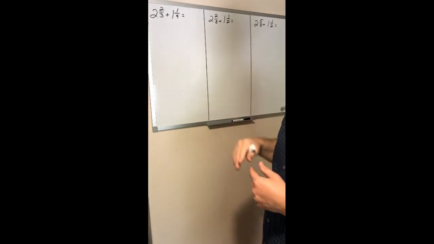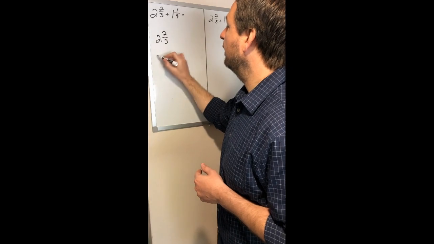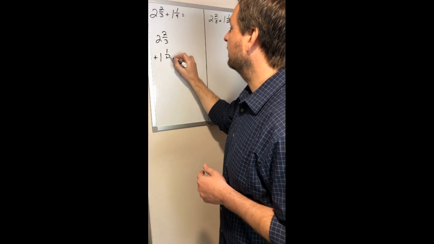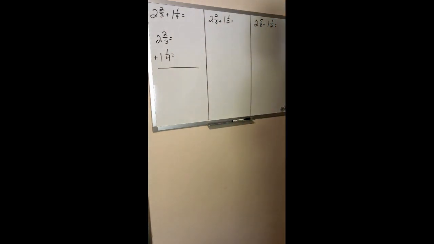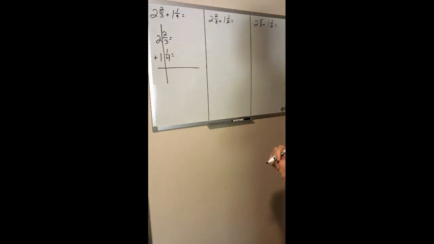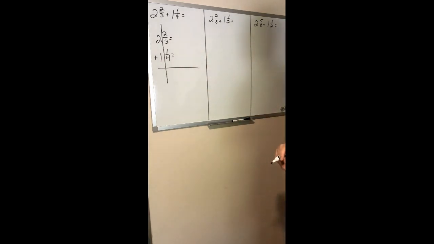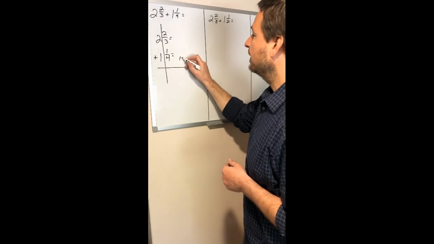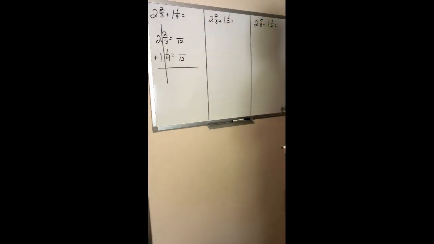So for the first problem, same thing like we did before, go ahead and write that problem vertically instead of horizontally. Now, one of the things I like to show my students is just focus on the fractions. So I draw a line between the whole numbers and the fractions. Let's find a common denominator for 2/3 and 1/4. Well, we found that that was 12. So let's set both of those equal to 12.